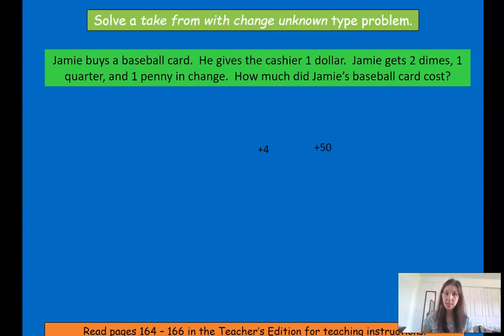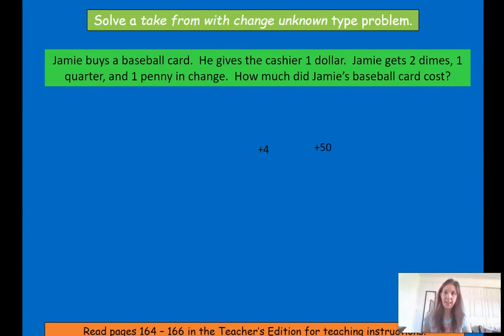So 2 dimes and 1 quarter. 1 quarter is 25 cents, and then 1 dime would be 10 more cents. So 25 and 10 more would be 35. Now we need 10 more, so there'd be 45 cents, and then plus 1 penny, so 46 cents. Okay? Now just like we did in the last problem, we can do a tape diagram or a number bond.